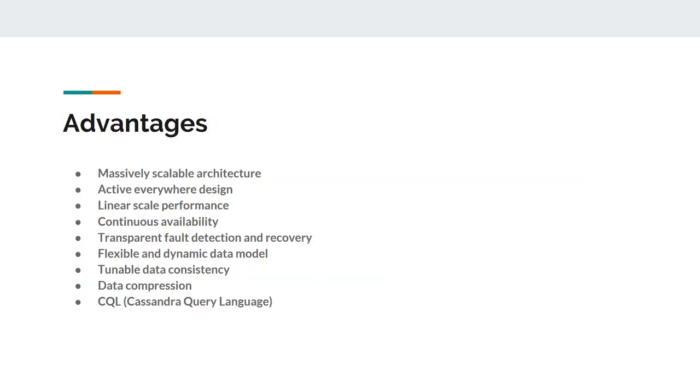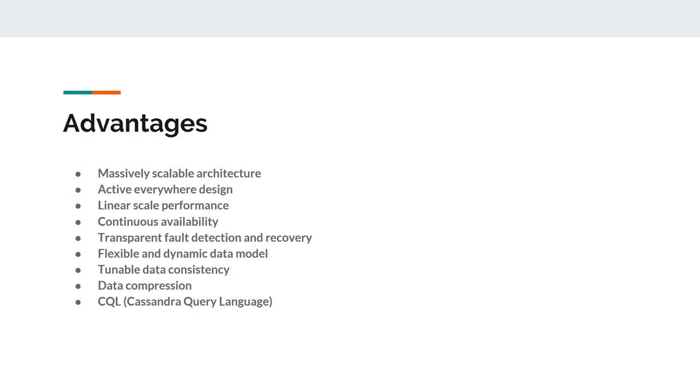The advantages of Cassandra include a lot of benefits. It includes a massively scalable architecture, which provides a masterless design where all nodes are the same. It in fact provides operational simplicity and easy scale out. It has an active everywhere design, which means all nodes may be written to and read from. Cassandra gives linear scale performance, that is, the ability to add nodes without going down, which produces predictable increases in performance.